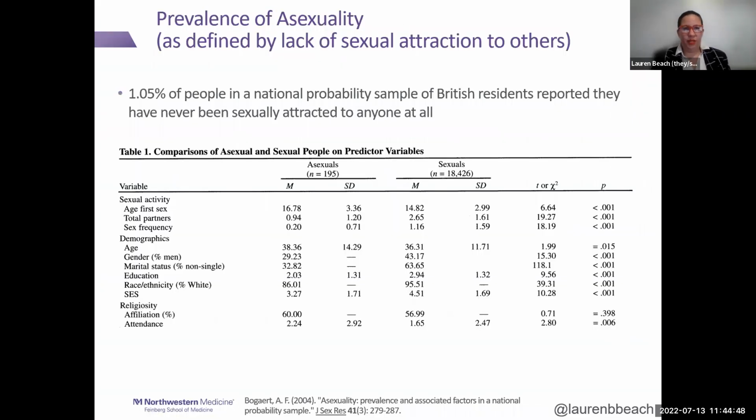So we've talked about this study a little bit in the class already, which is a study by Bogart and colleagues in 2004 that was a nationally representative probability sample in Britain. This study found that in 2004, just over 1% of all people in the study in Britain reported they had never been sexually attracted to anyone at all. So here, the dimension of asexuality that's being measured is lack of sexual attraction.